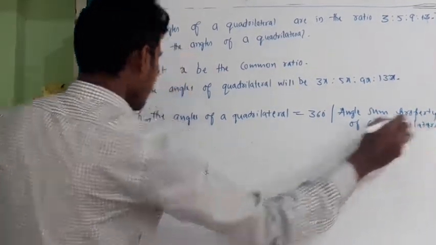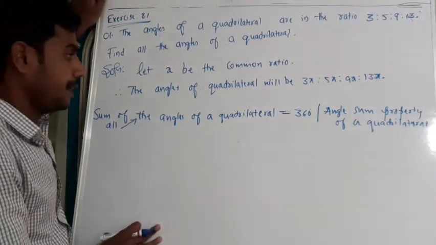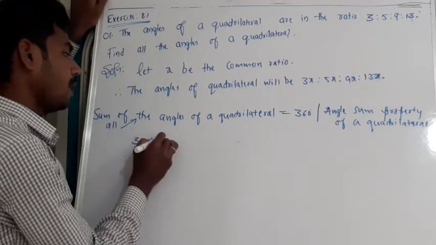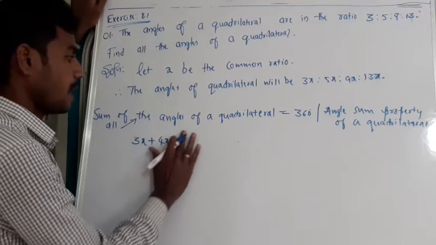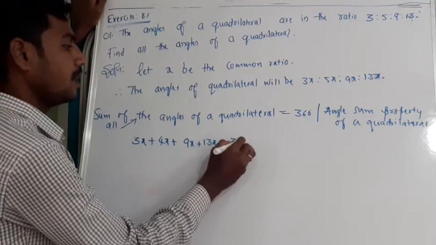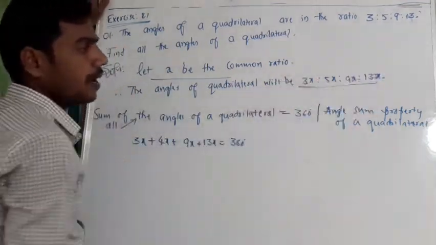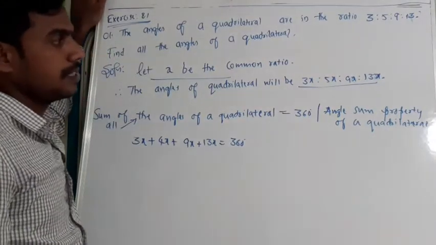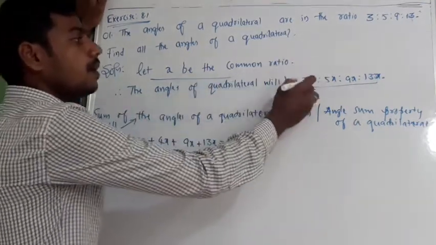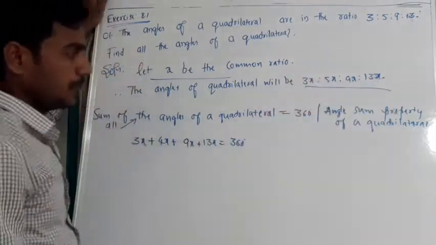So what did I tell? The sum of all the angles of a quadrilateral is equal to 360 degrees. So what are the angles? The four angles: 3x plus 5x plus 9x plus 13x is equal to 360 degrees. I have considered x to be the common ratio. That is the reason I can write 3x is to 5x is to 9x is to 13x. So I multiplied the common ratio along all the terms involved in the ratio.